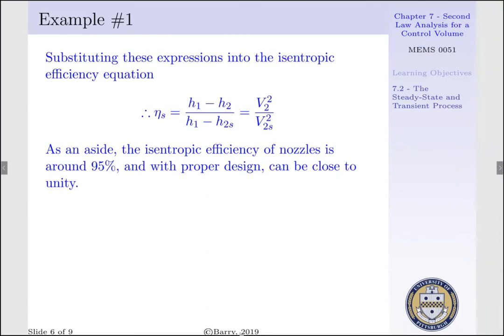As an aside, the isentropic efficiency of nozzles is around 95%, and with proper design and contouring, it can be very close to unity.